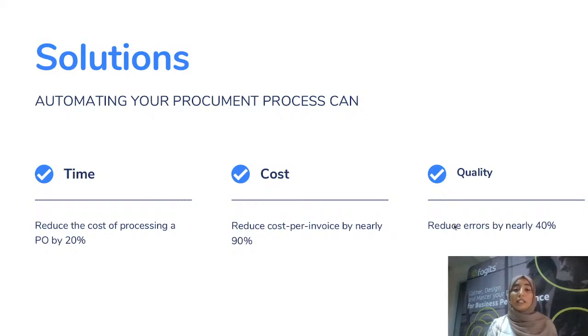In fact, automating our process will help us reduce time. When we talk about time, we talk about reducing the cost of processing our purchase orders by 20%. It will reduce the cost per invoice by nearly 90%, and will enhance quality by reducing errors by nearly 40%.